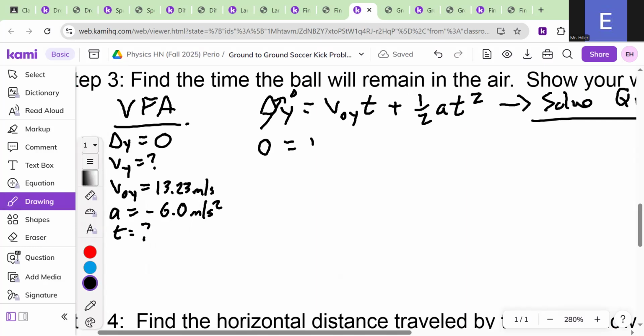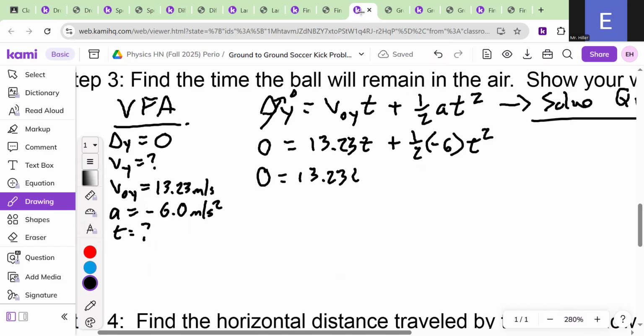So V naught y was 13.23 times t plus 1/2 of negative a, so -6, in my case, times t squared. Well, I'm going to take half of my acceleration and I'm going to rewrite this. I'm going to get 0 equals 13.23t plus a negative is minus 3t squared.